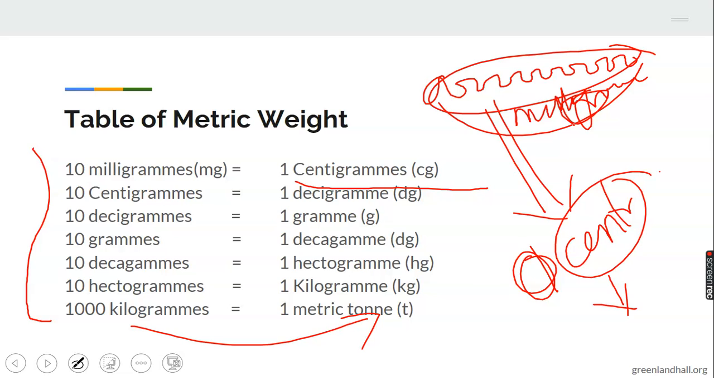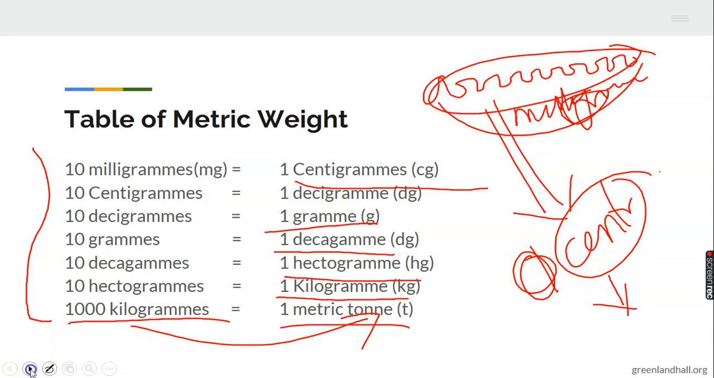10 centigrams will give us 1 decigram. 10 decigrams will give us 1 gram. Then 10 grams will give us 1 decagram. Then 10 decagrams will give us 1 hectogram. 10 hectograms will give us 1 kilogram, and 1,000 kilograms will give us 1 metric ton. So inside 1 ton, you have 1,000 kilograms. You can see the weight of that, how big it is.